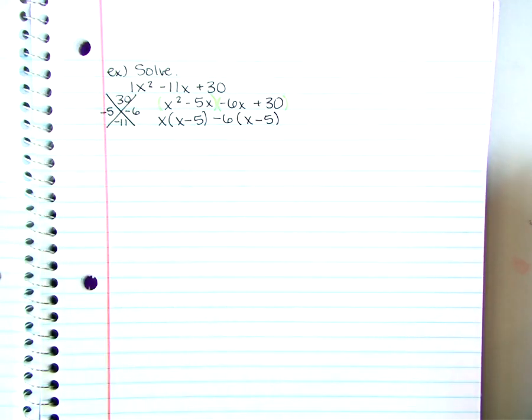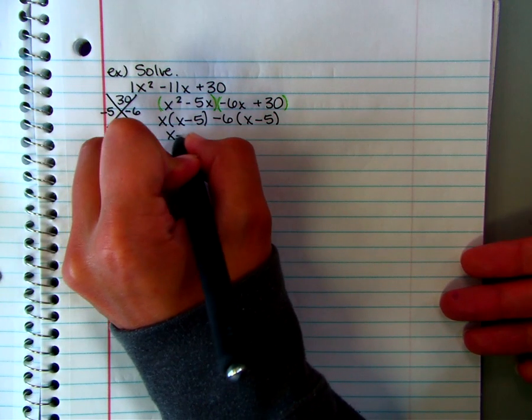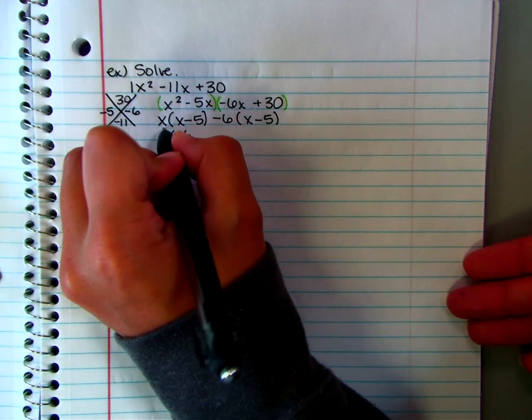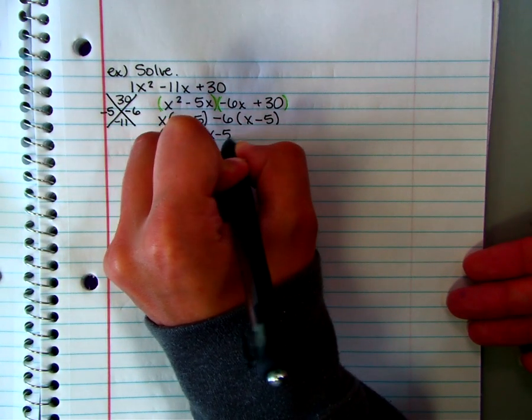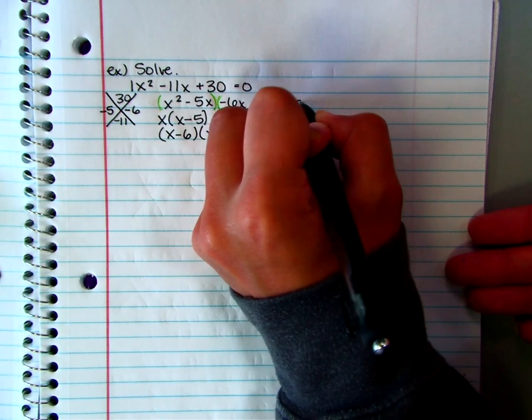I'm going pretty quick through these because technically we've already talked about this. There is a video that talks about factoring by grouping. If you haven't looked at that, maybe watch that one first. And since it does say solve, I should have an equal 0 this whole time.